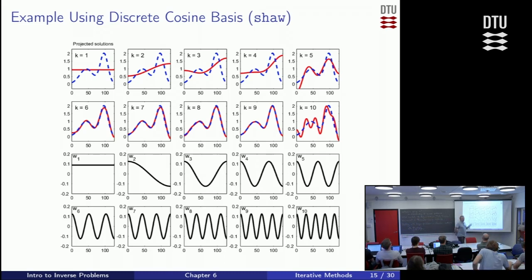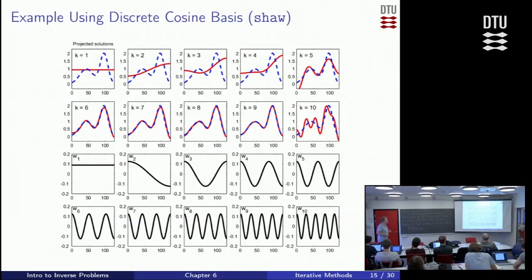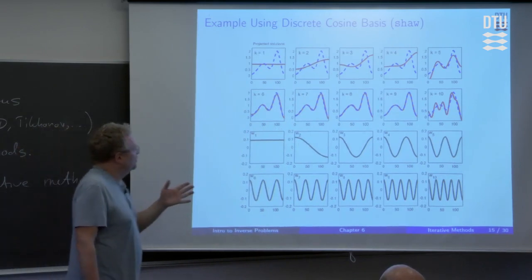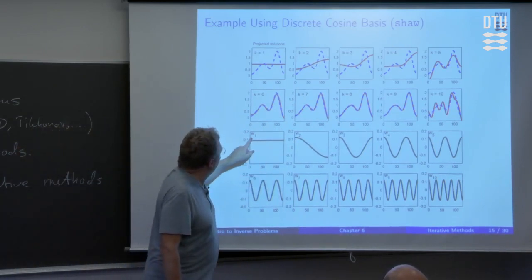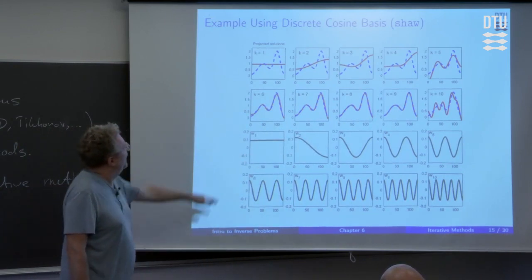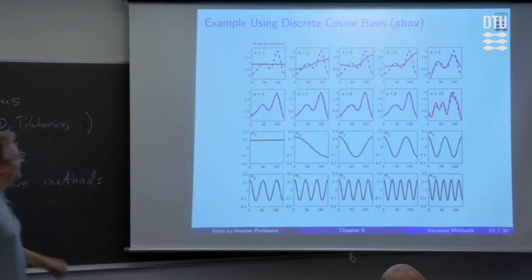For k equal to 1, I only have one basis function, and that is w1, so that's a constant. So of course I can only compute a constant approximation to my solution. That's not particularly good. With k equal to 2, I compute a best least squares solution constrained to live in the space spanned by w1 and w2. So that's also going to be pretty simple. And again, that's the red line here. It's not particularly good, is it?